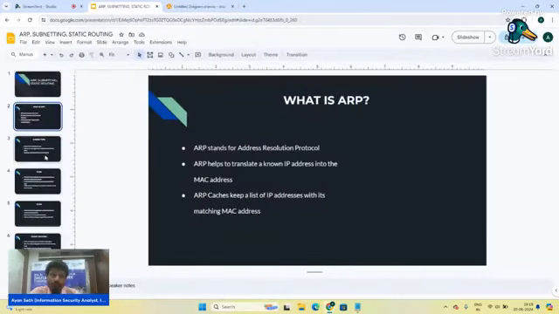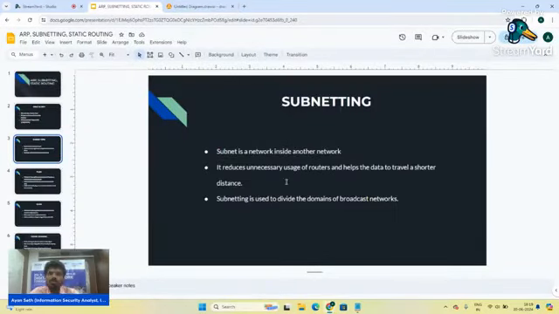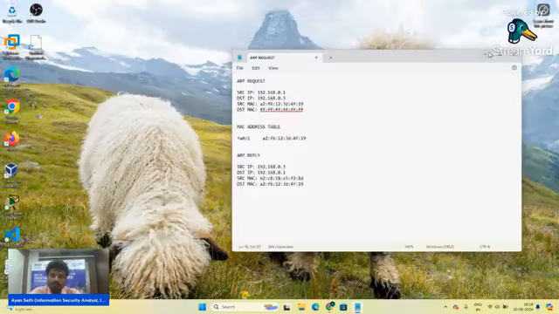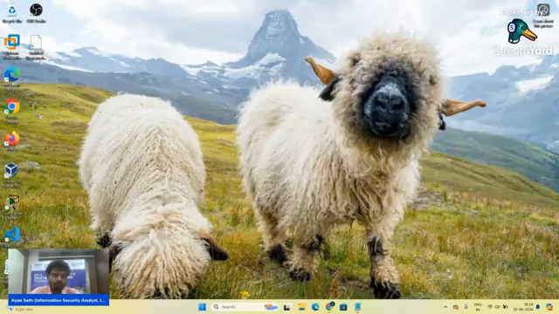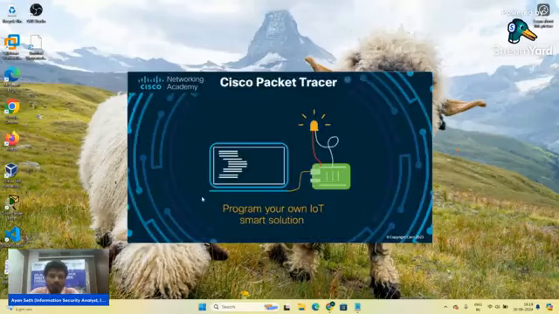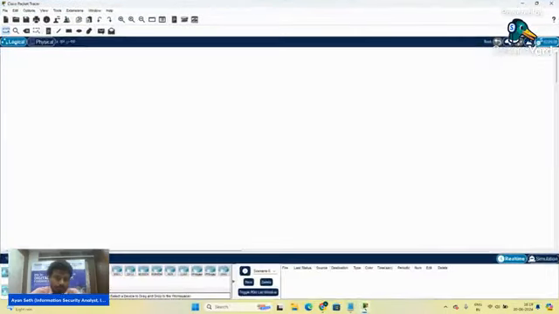Now we will come to the concept of subnetting. In a while we will also see that in the packet tracer. First let's see it in the packet tracer, then we will discuss the concept of subnetting. Let's have a look at how the data travels and what is happening behind the scenes. Let me open the packet tracer. Yeah, it's open.